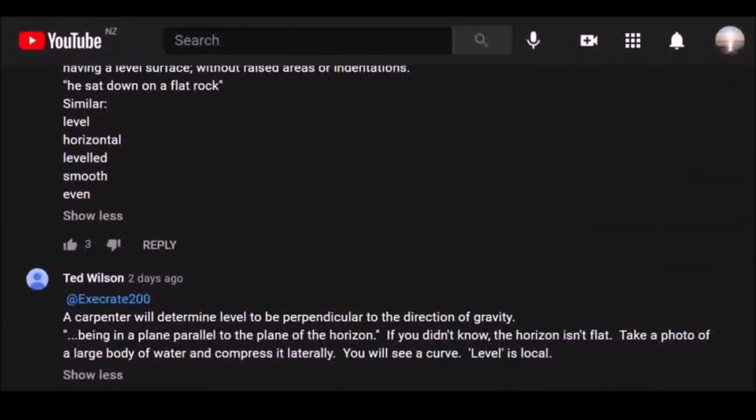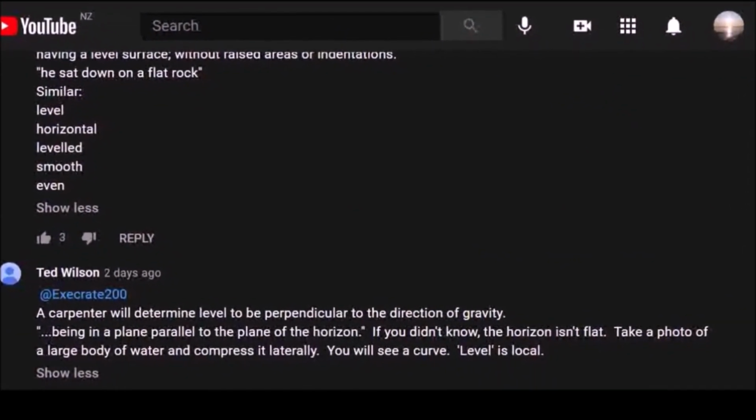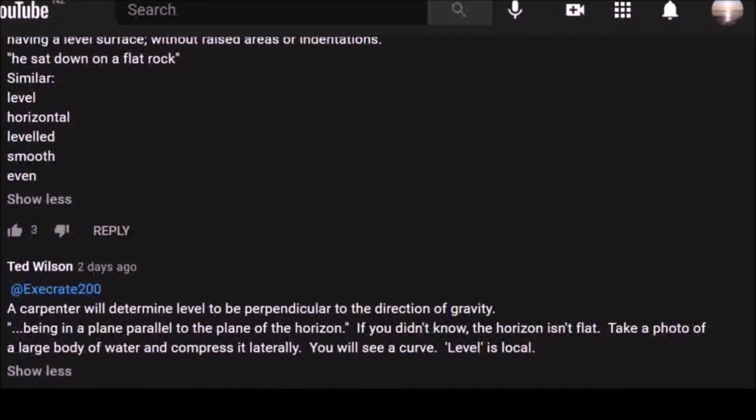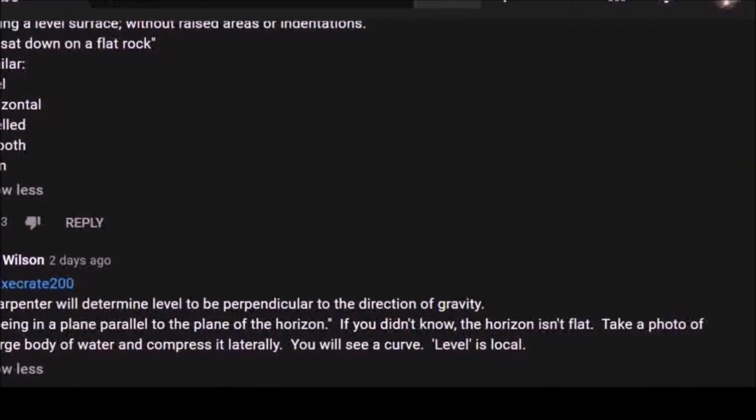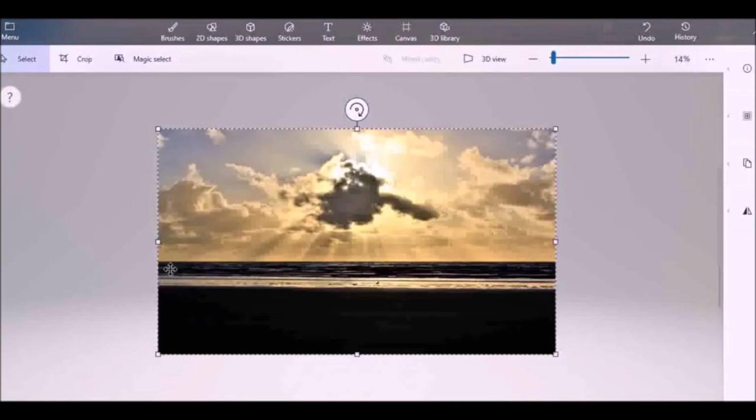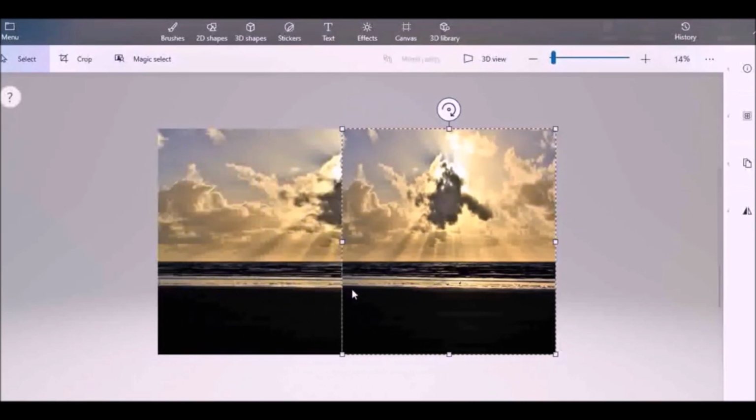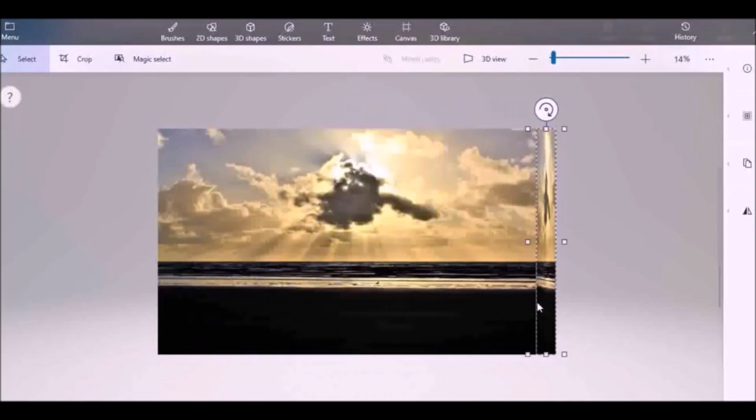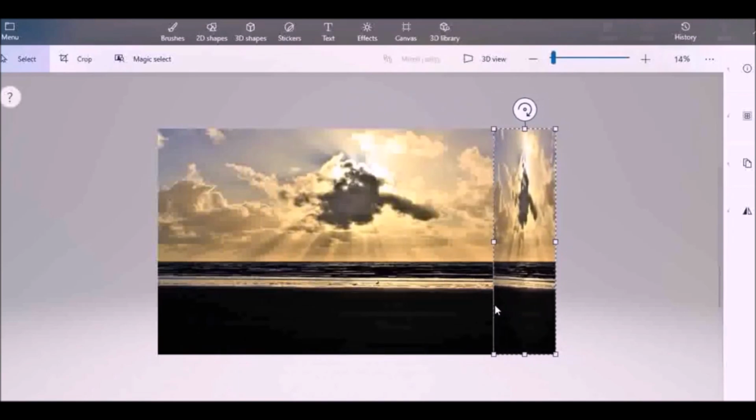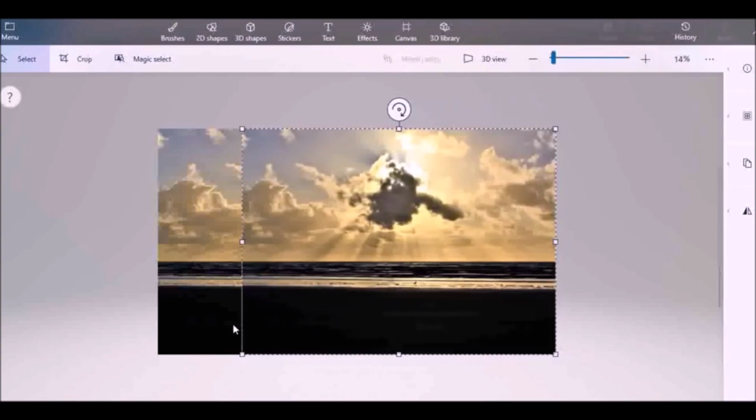Take a photo of a large body of water and compress it laterally. You'll see a curve. What you talking about?